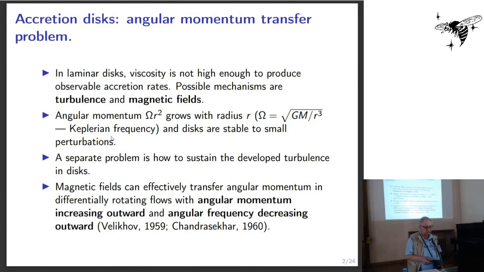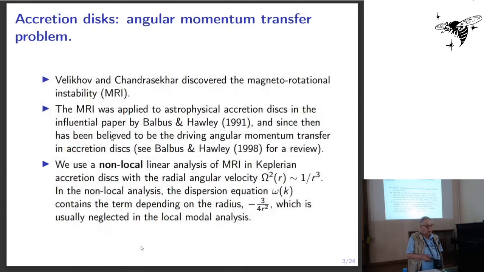Magnetic fields can effectively transfer angular momentum in differentially rotating flows, with angular momentum increasing outwards and angular frequency decreasing outwards. Zhirkov was the first and Chandrasekhar was the second in this problem. Zhirkov and Chandrasekhar discovered the magneto-rotational instability. The MRI was applied to astrophysical accretion disks in the influential paper by Balbus and Hawley, and this has then been believed to be the driver of angular momentum transfer in accretion disks. See Balbus and Hawley for a review.